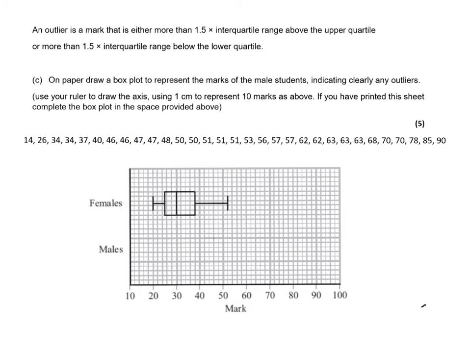So we're going to start by marking on the median, the lower quartile, and the upper quartile, and making our box to begin with. After this, we're going to use the interquartile range and multiply it by 1.5. We found the interquartile range to be 17 earlier in the previous part of this question.